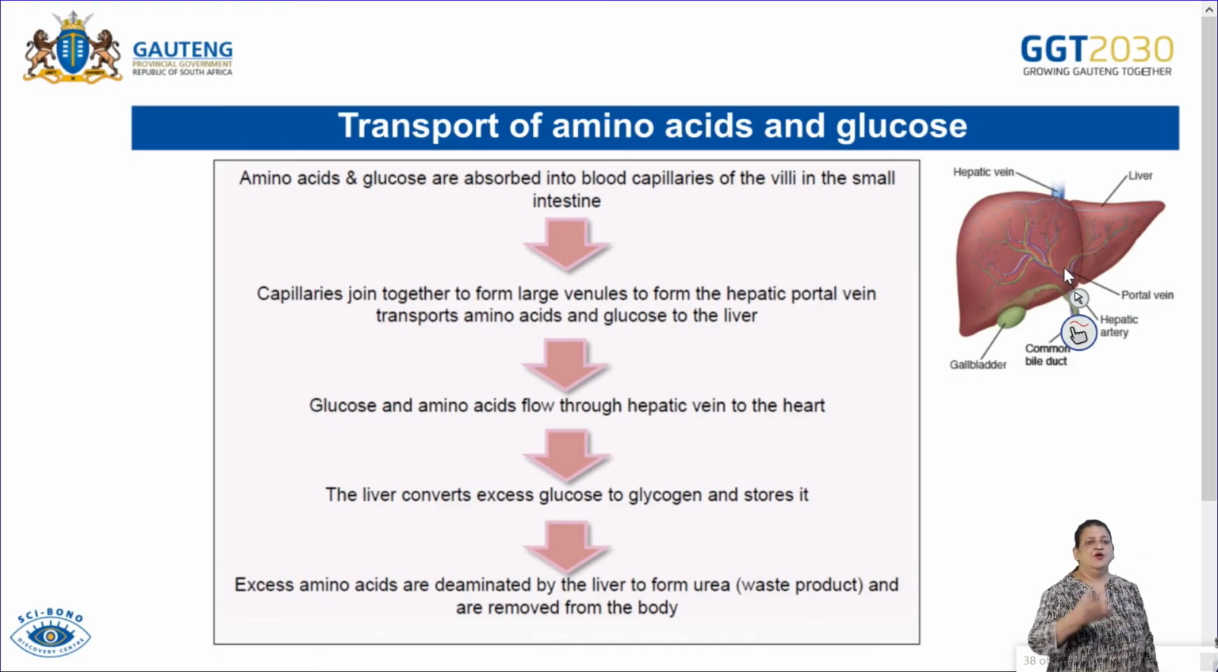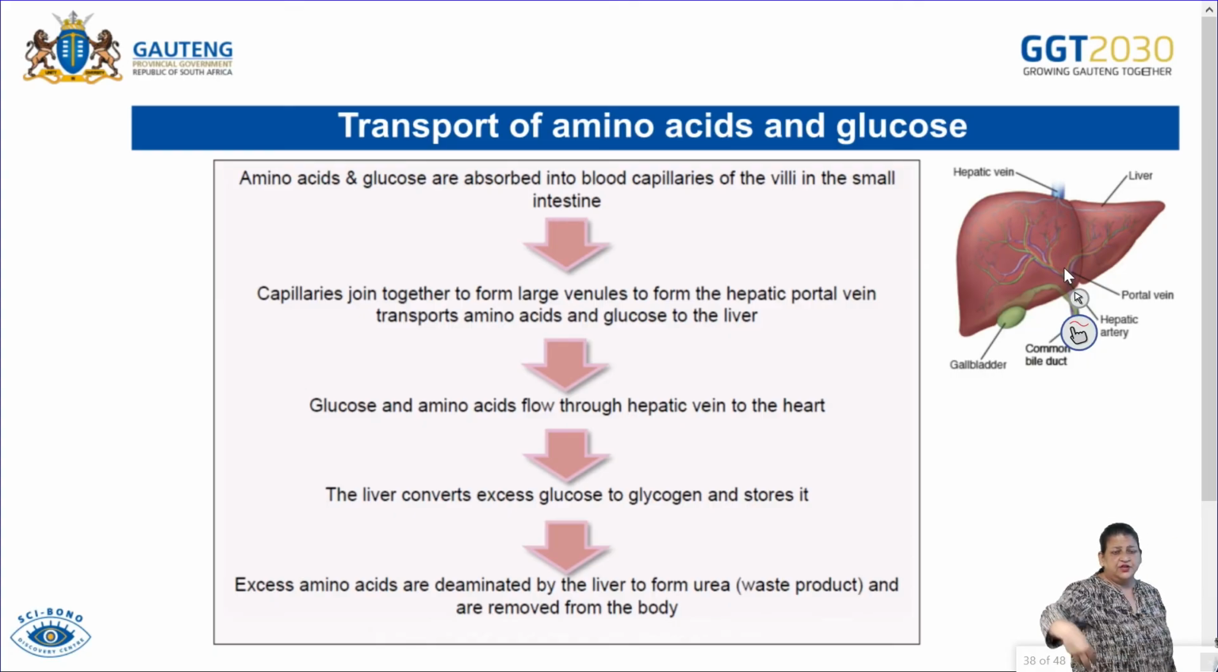So remember, all the slide is saying that when you break down carbohydrates to glucose, the glucose will go by the hepatic portal vein from the intestine to the liver. Excess glucose in the liver will be stored as glycogen by insulin. When you're having too much of proteins like meat and it's broken down to amino acids, the excess amino acids will go to the liver and be deaminated to form urea.